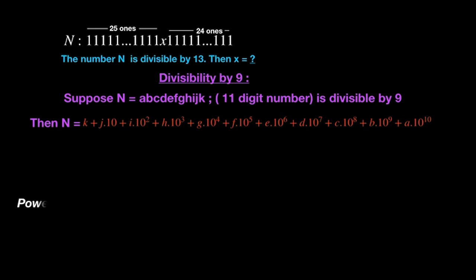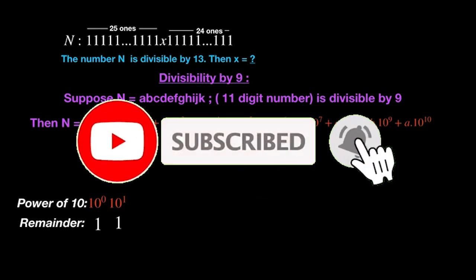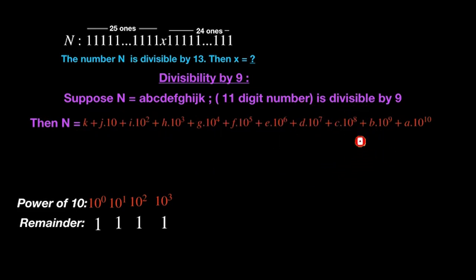So in a table we can write this like this: 10 to the power 0, that means 1 itself, will give the remainder 1 when divided by 9, and 10 divided by 9 will also give the remainder 1. In the same way, 10 square will give the remainder 1 square, that is 1, and equally 10 cube and all the powers of 10 will always give the remainder 1.